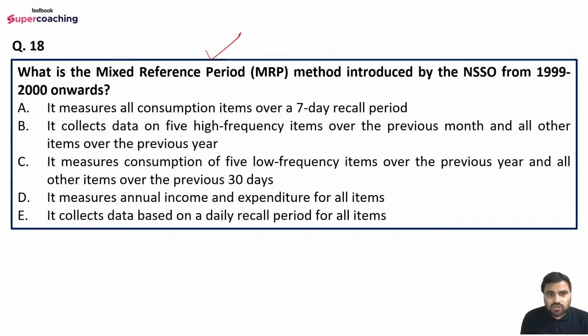It measures all consumption items over a 7-day recall period. It collects data on 5 high frequency items over the previous month and all other items over the previous year. It measures consumption of 5 low frequency items over the previous year and all other items over the previous 30 days. It measures annual income and expenditure for all items, or it collects data based on a daily recall period for all items. Do let me know, guys, what do you think the mixed reference period can be?